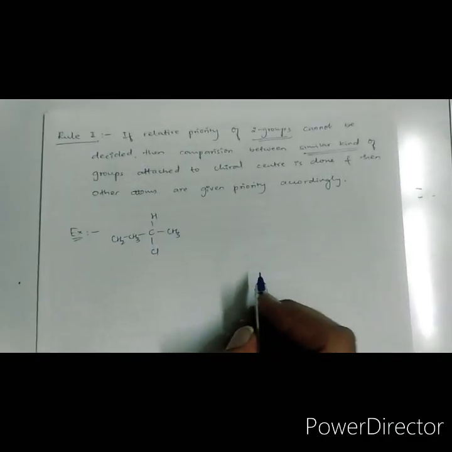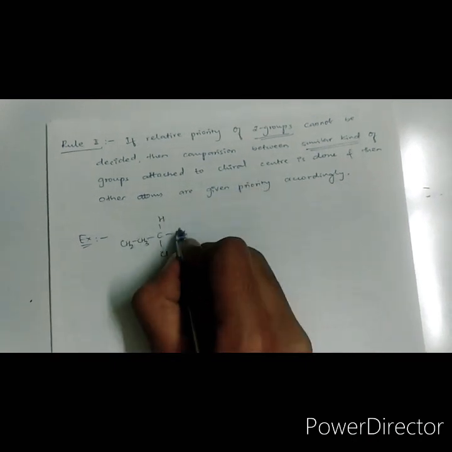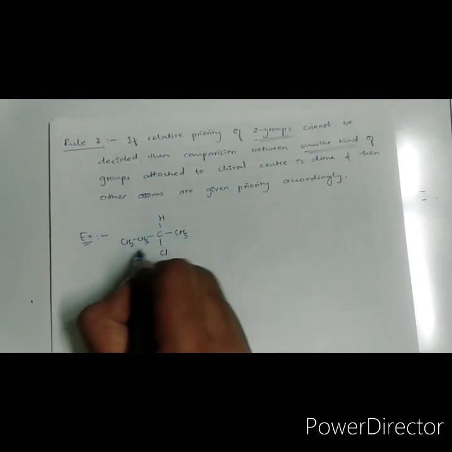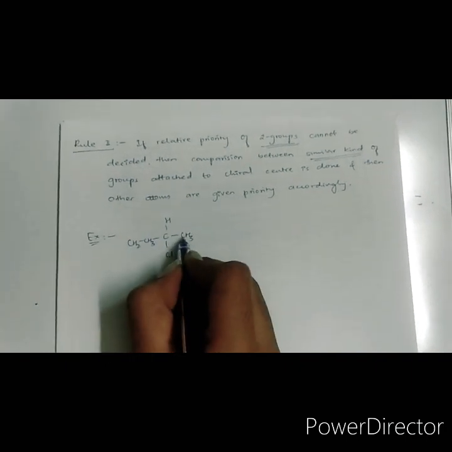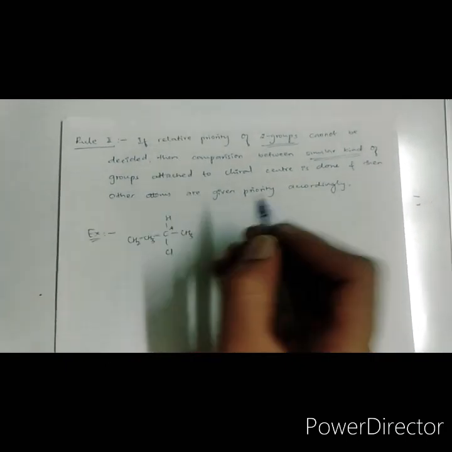Now here you can see similar kinds of groups. This is a methyl and this is an ethyl. These are both saturated groups attached to the chiral center, so these are similar kinds of groups. Now how do we define which group has high priority? Here we have to define it based on the chain length.